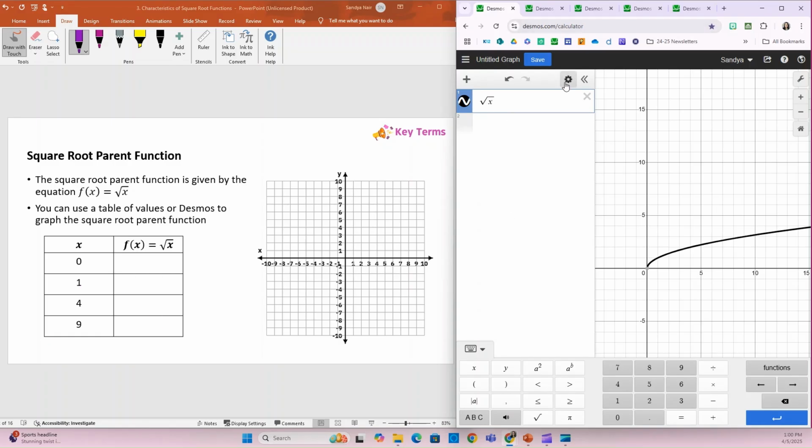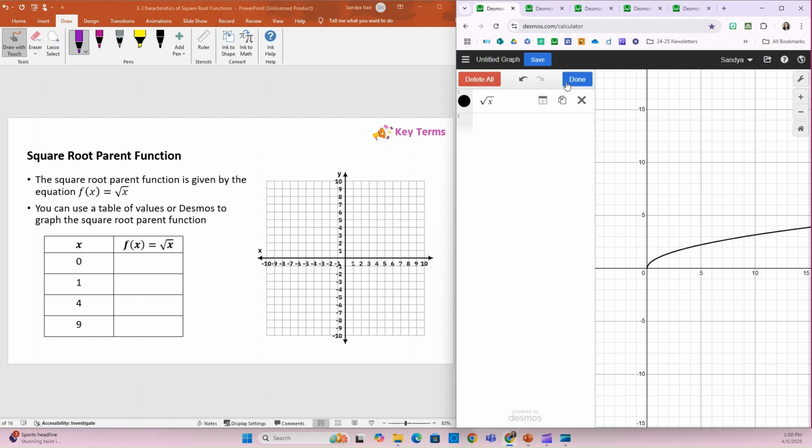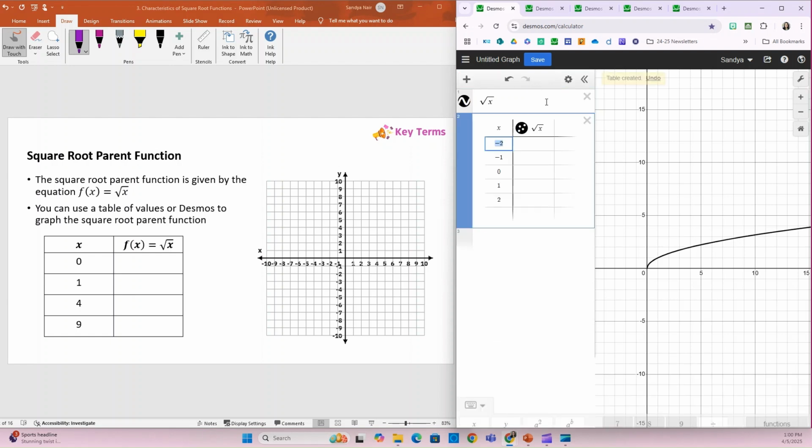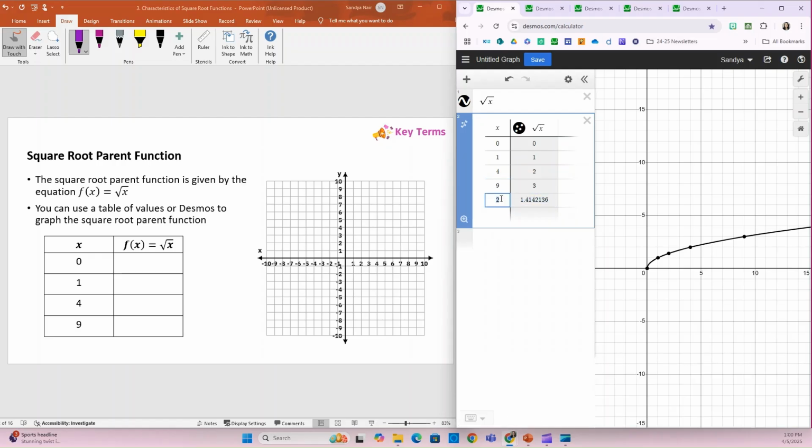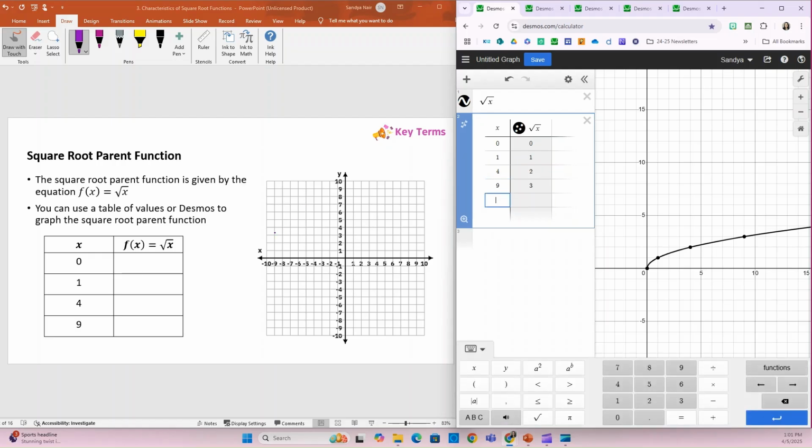Well, Desmos will give me a table of values if I click on Edit List, and then I choose this table button right here. So notice this is asking me for specific values of x, and so what I'm going to do is replace the values that Desmos already has in there with the ones that I'm looking for. So that's going to help me fill in this chart, and I don't need this last value, so I'm just going to go ahead and delete that. So now I can use this to fill in my table. So I have (0, 0), (1, 1), (4, 2), and (9, 3).